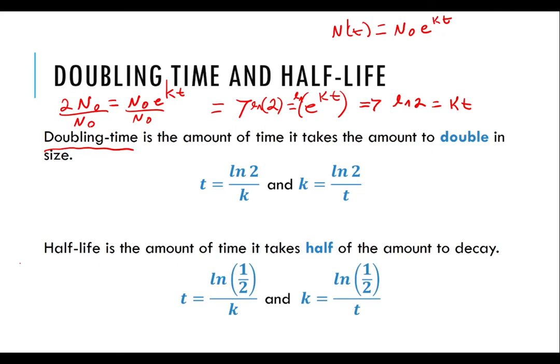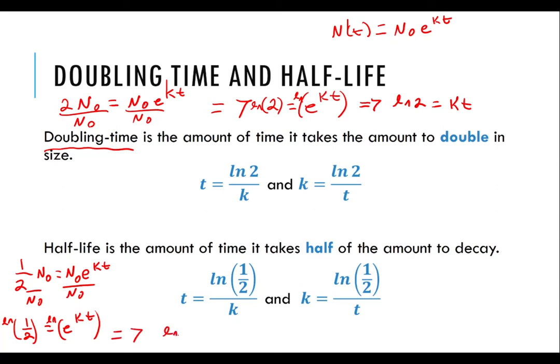Half-life ends up being very similar, because if I were worried about how long it takes for a population to cut in half, the initial setup is 1/2 of the initial population equals N sub naught times e to the kt. You could divide both sides by N naught and get 1/2 = e to the kt. Then take the natural log of both sides, which looks an awful lot like what we just did. You'll get the natural log of 1/2 = k times t times natural log of e, which is 1, and from there you can get either one of these formulas for the half-life.